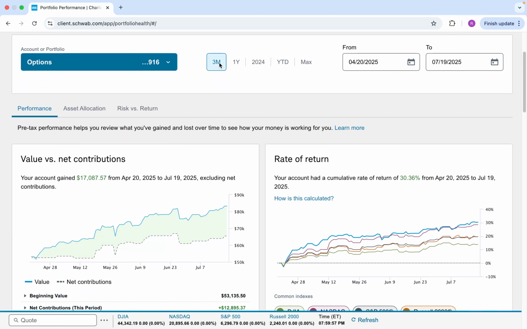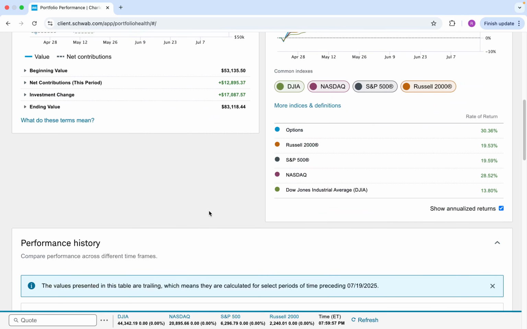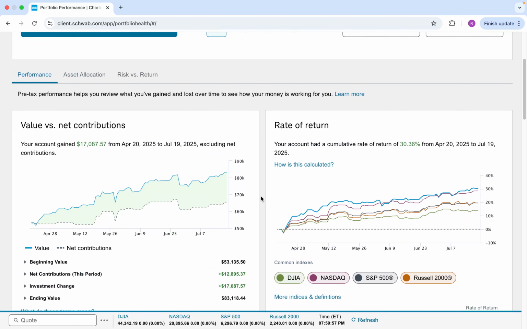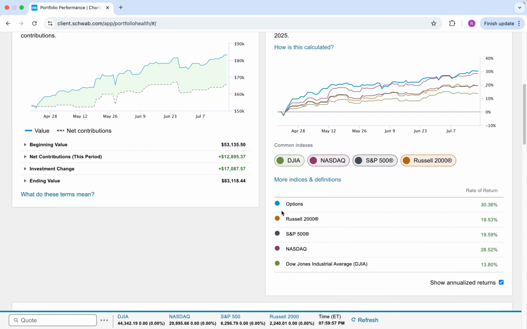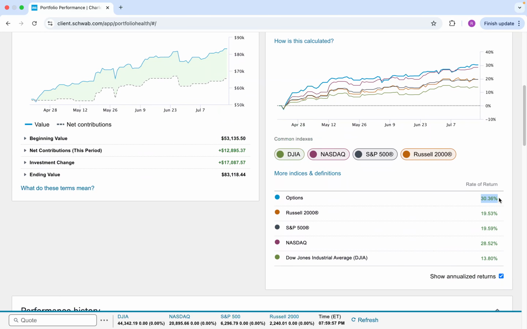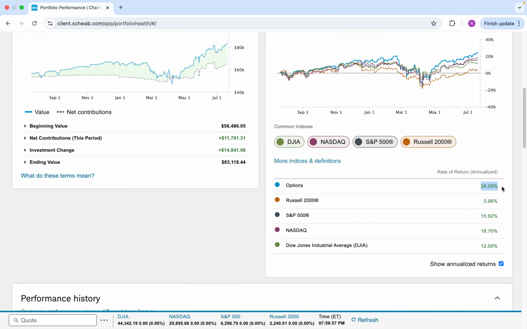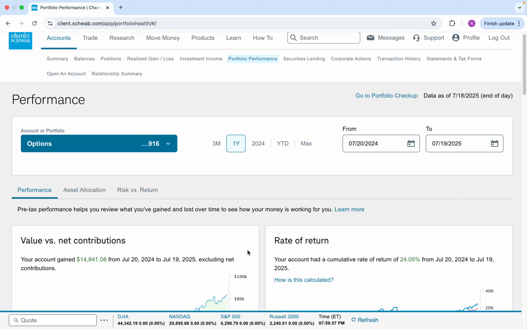So starting from least to most, we'll go 3 month, 1 year, 2024 year to date, and then max. So this does take into account net contributions as well. I believe these are pretty accurate, but I have to go based on what they're telling me. So my options account right now for the last 3 months is up 30.36% compared to the next best, which would be the NASDAQ at 28.52. So beating it there as of right now. For the 1 year, my options account is at 24.05. Next best would be 18.70, which is the NASDAQ. So I'm beating it in 1 year as well.